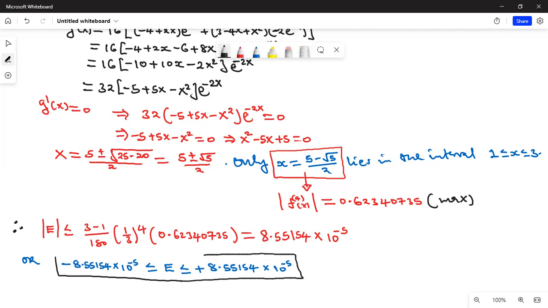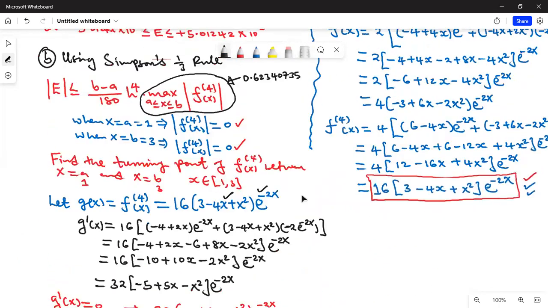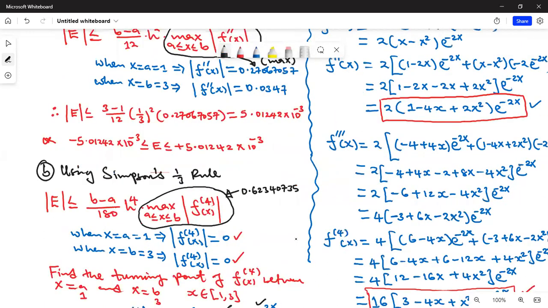Now look at this interval. It is a very small interval, to the power of negative 5. What about what we got in the trapezoidal rule? You realize that this interval is bigger than the one that we have found in Simpson's third rule. So it means Simpson's third rule is much more accurate than the trapezoidal rule. In fact, from the error, you can see which one is better than the other.